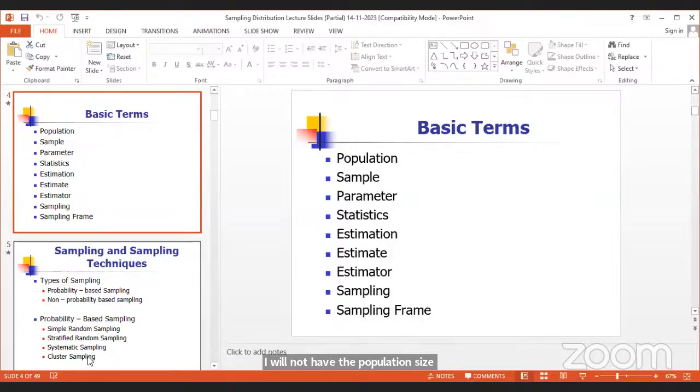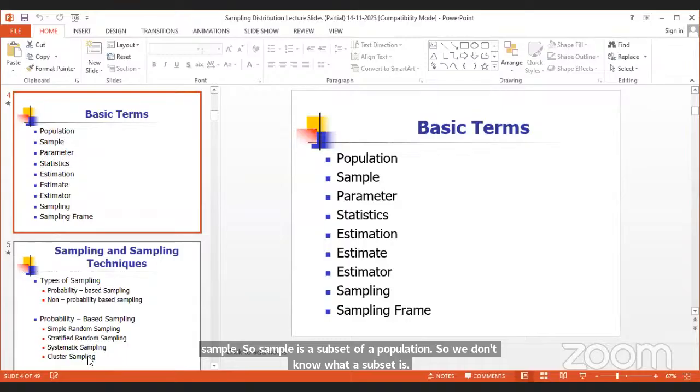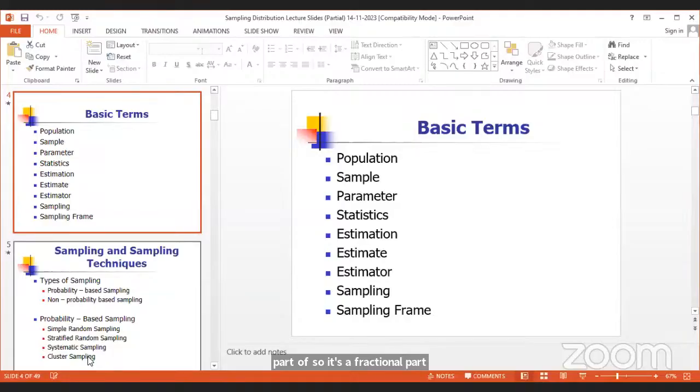Then sample. So we say sample is a subset of a population. A subset is part of. It's a fractional part of a population. So why do you take a sample? Remember, I said we take a sample so that we'll be able to estimate the population parameter. And most times, these population parameters are unknown. If they are known, there's no need for you to take a sample.